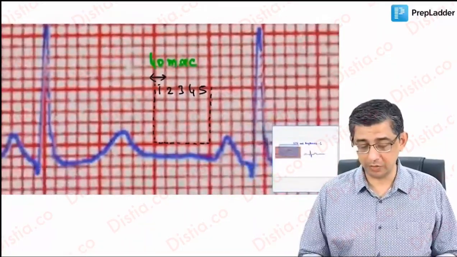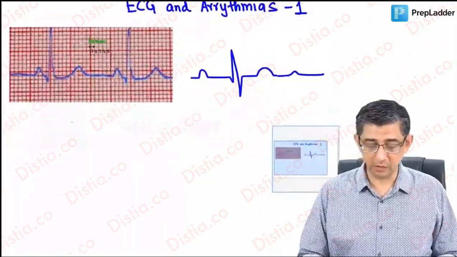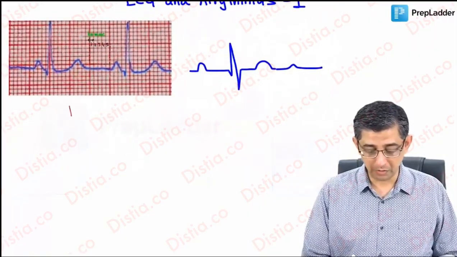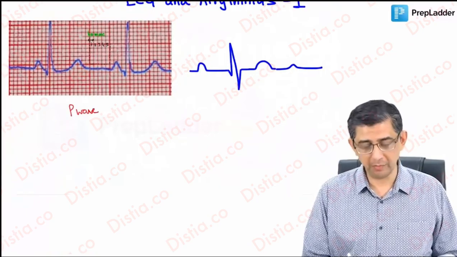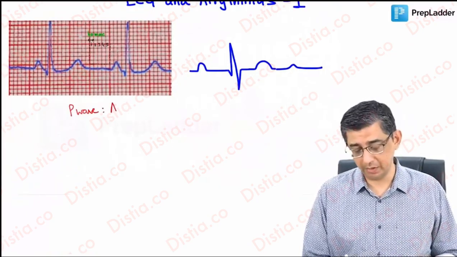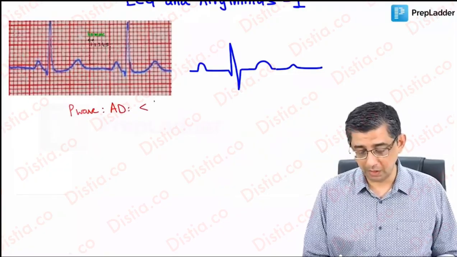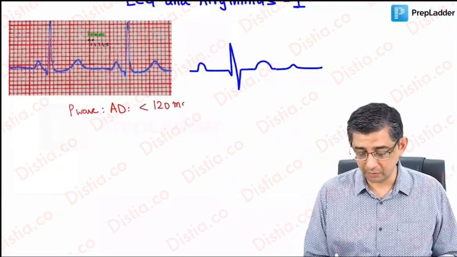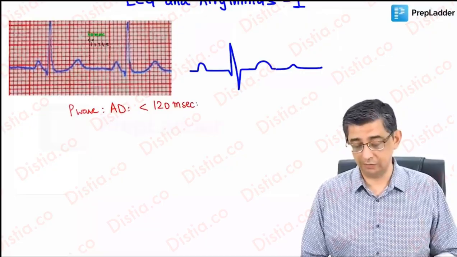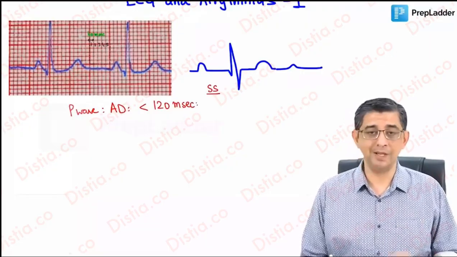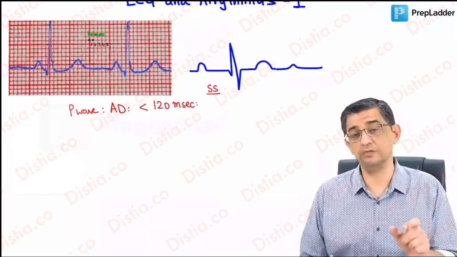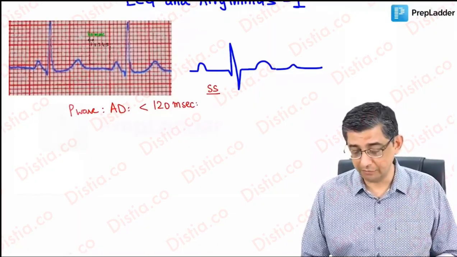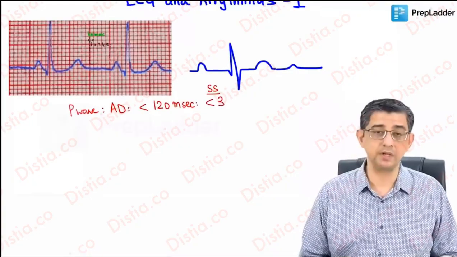Once we are clear about the duration of the one small square, we next need to remember what is the normal duration of P wave in the ECG. You are very well familiar from physiology. It indicates atrial depolarization. The duration is going to be under 120 milliseconds. Now the advantage for you guys is that when you are serially evaluating the ECG and checking out each of the waves per se, the P wave should be ideally fitting within 3 small squares.